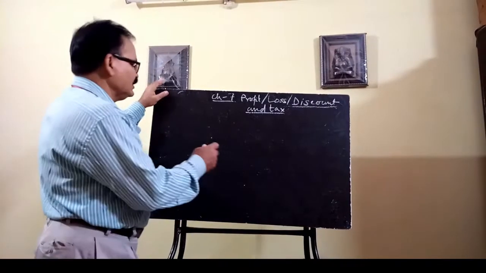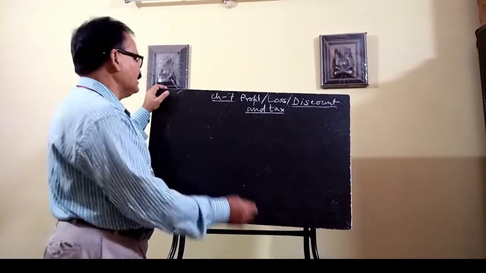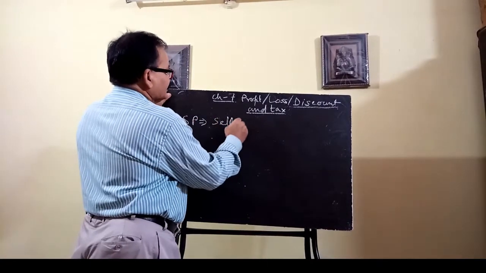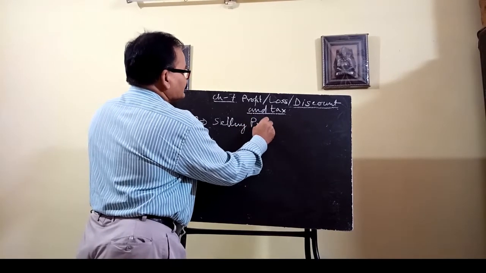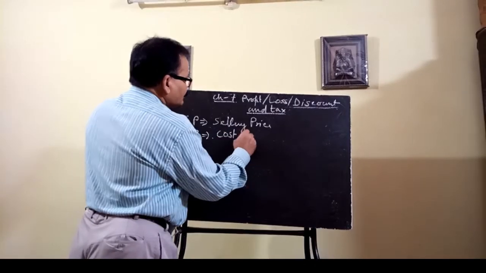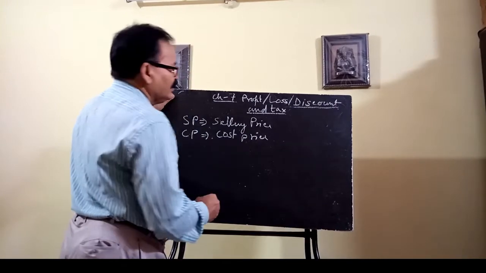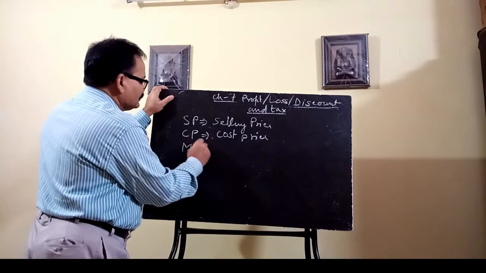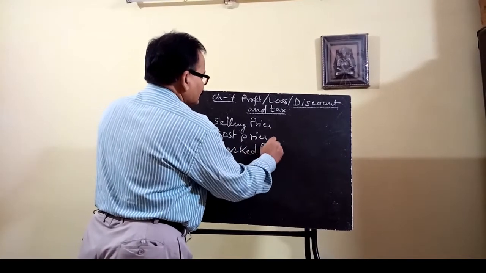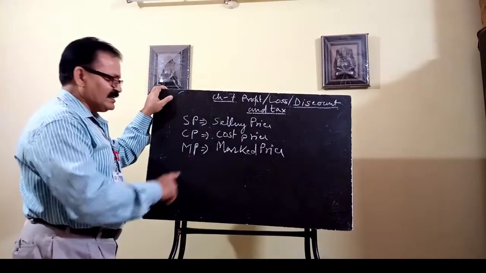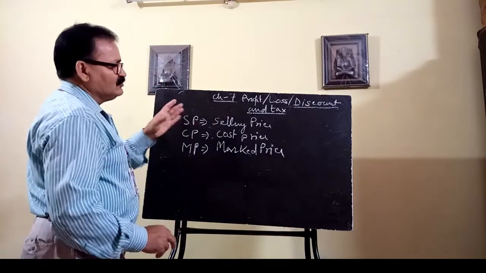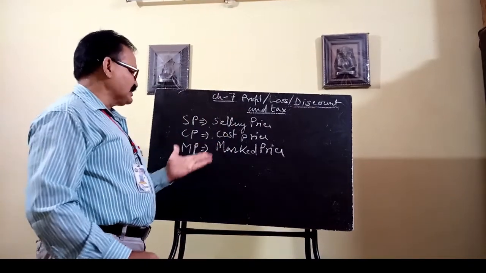So first of all, you have to know some basic terms. SP stands for selling price. CP stands for cost price. And MP stands for marked price. And also profit percent, loss percent, discount percent and tax percent.